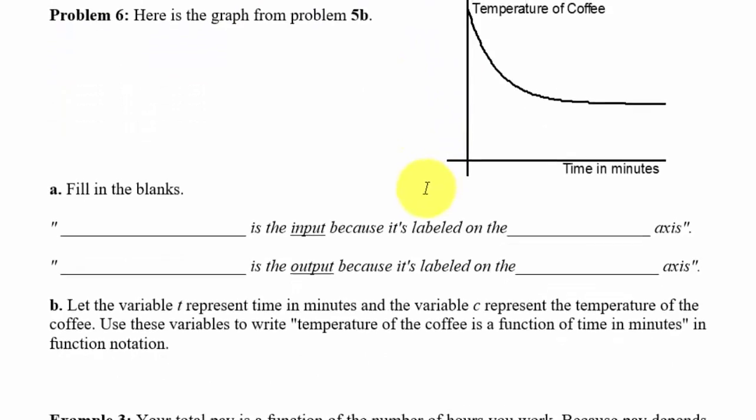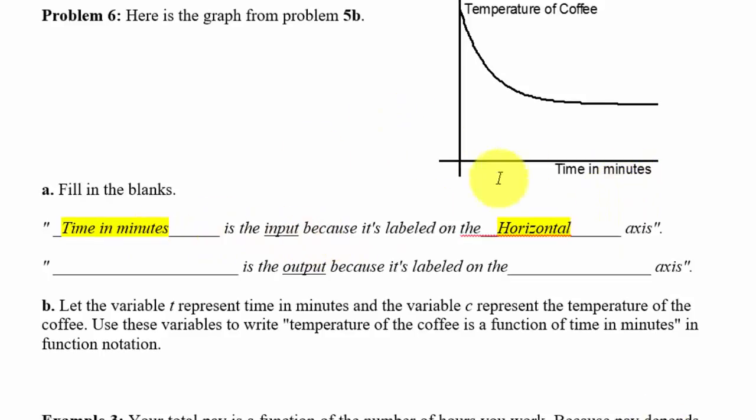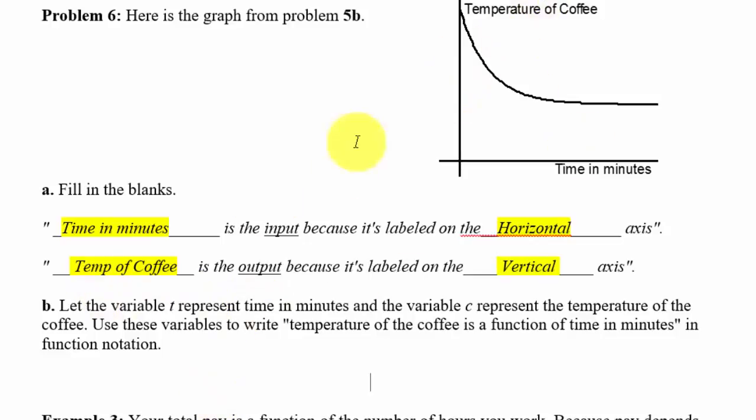Problem 6. From the graph, let's fill in the blanks. So remember, this is our coffee problem. Time in minutes is the input because it's labeled on the horizontal axis. And again, the horizontal axis is always the input, 100% of the time. And the output is always on the vertical axis. So the temperature of the coffee is the output because it's labeled on the vertical axis.